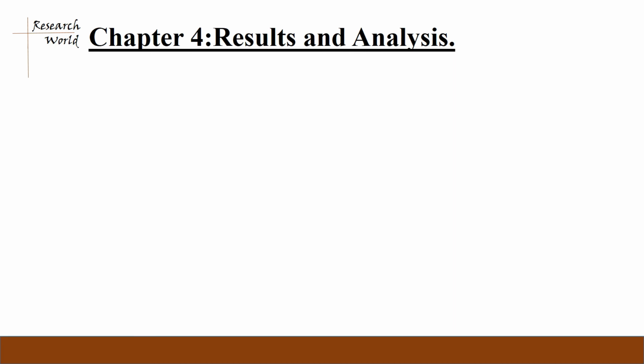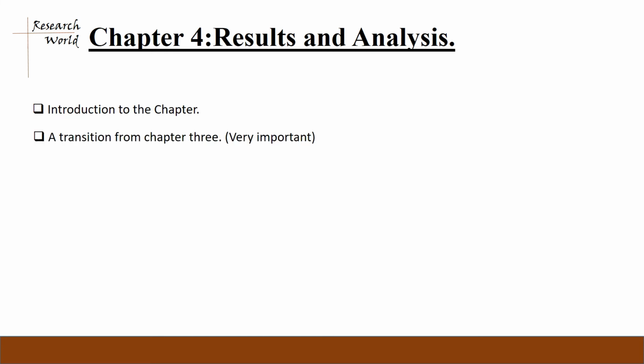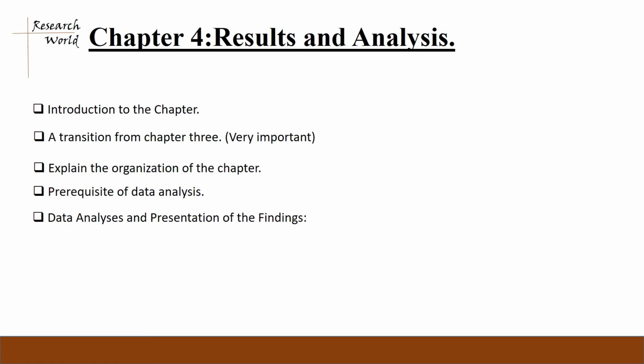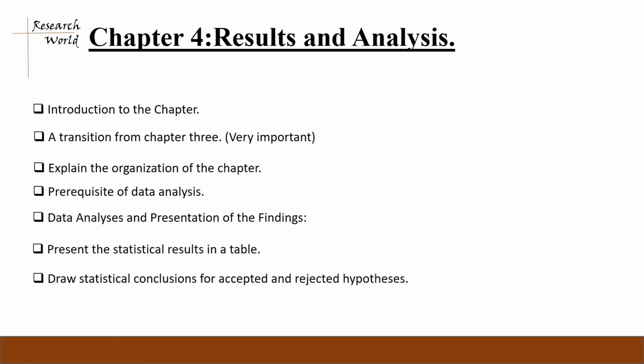Chapter 4, Results and Analysis. It consists of the following: Introduction to the chapter, a transition from Chapter 3, very important. Explain the organization of the chapter, prerequisite of data analysis, data analyses and presentation of the findings. Present the statistical results in a table. Draw statistical conclusions for accepted and rejected hypotheses.